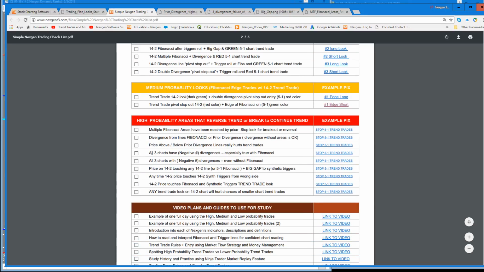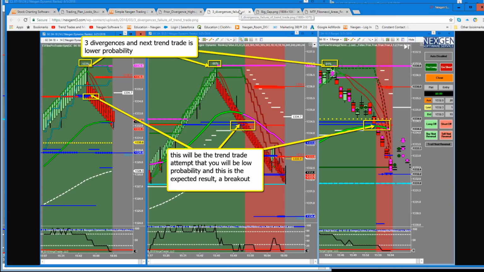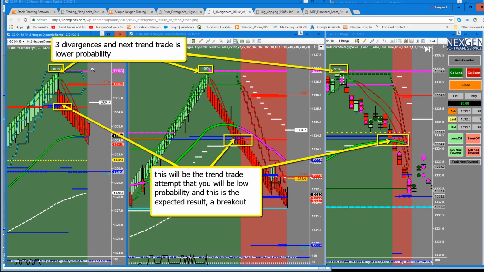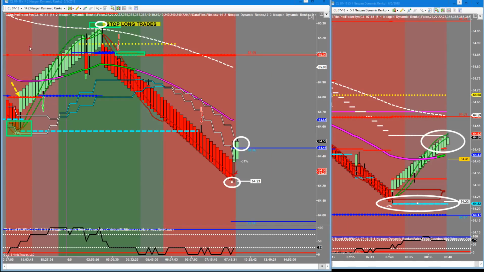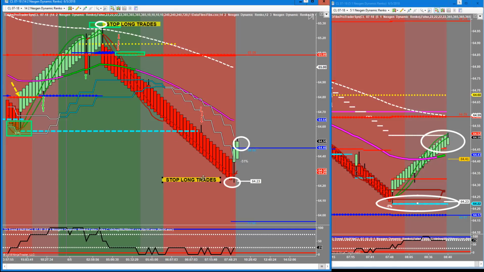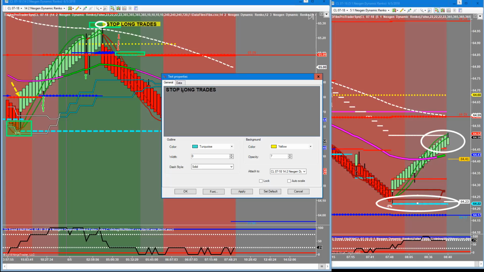So again, all three charts have divergence. Obviously, if we have Fibonacci's there, it's going to cause the market to reverse. And you'll see this happen a lot, and you'll get used to seeing it, but especially once you have a down bar on the big chart with three divergences, the party's over. So what does that mean for us? Well, it means the same thing it meant up here at the top, except in reverse. We'll stop doing short trades.